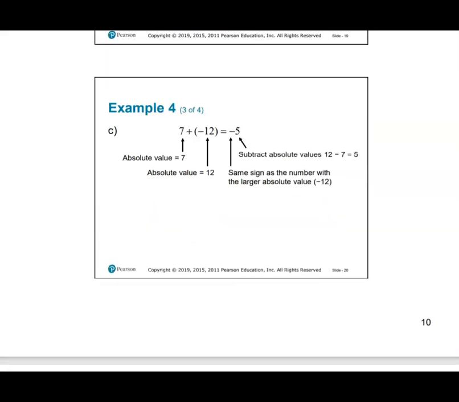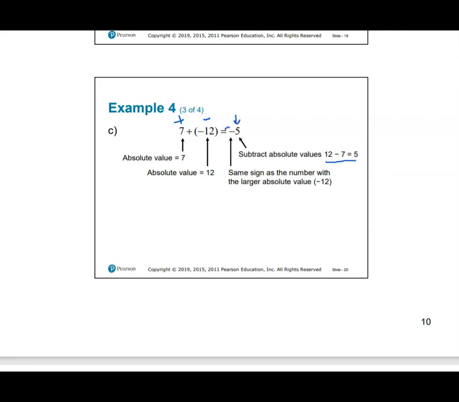So in this example, you'll notice that we have one positive number and one negative number. The directions are to find the absolute value of each number. So the absolute value of 7 is 7. The absolute value of -12 is 12. And then you're supposed to take the largest number minus the smallest number. So they did 12 minus 7, which is 5.